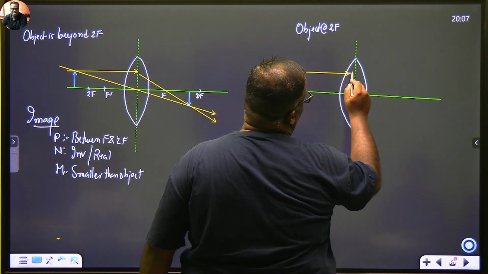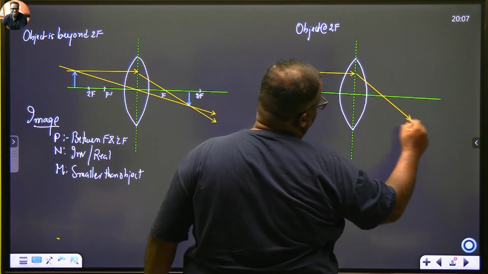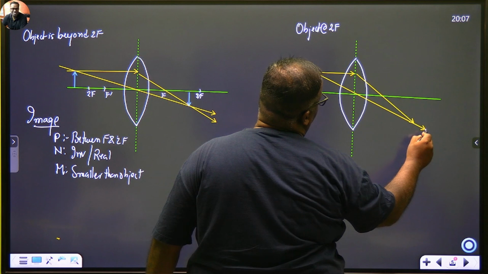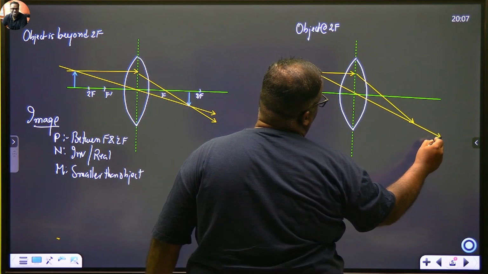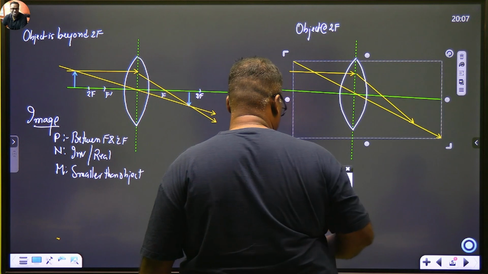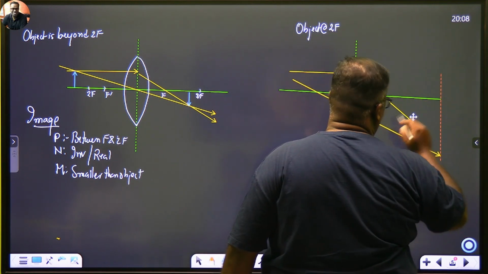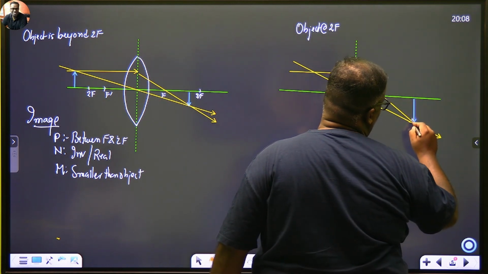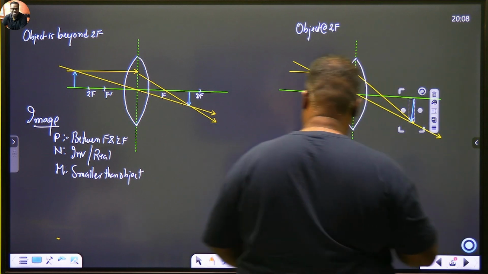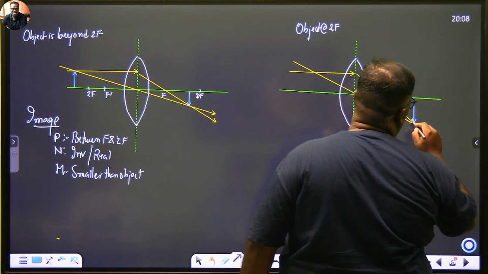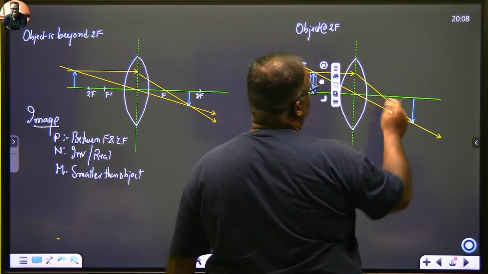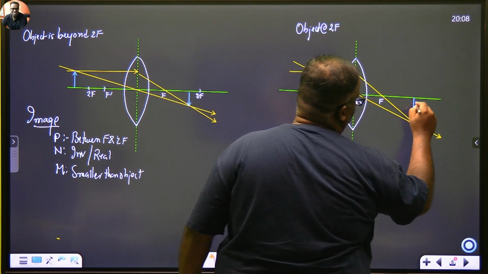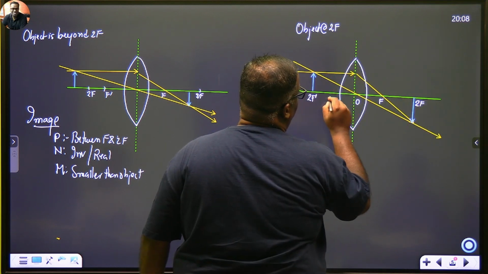A ray of light which is parallel passes through the focus, and another ray of light through the focus. Processed in this manner. So here we will have this is my image, and this is my object, and they will be of same size. Pardon the drawing. So this is optical center, focus, 2F, 2F dash, F dash.